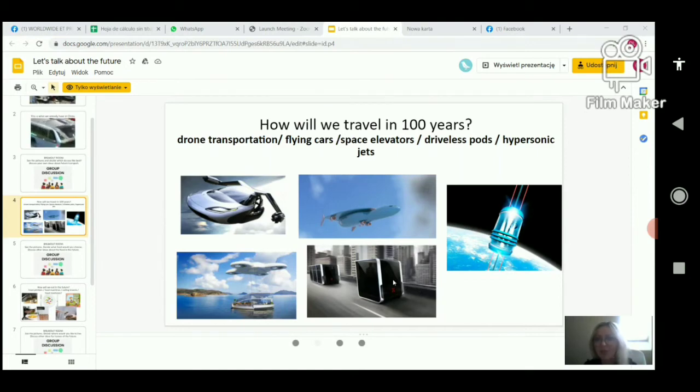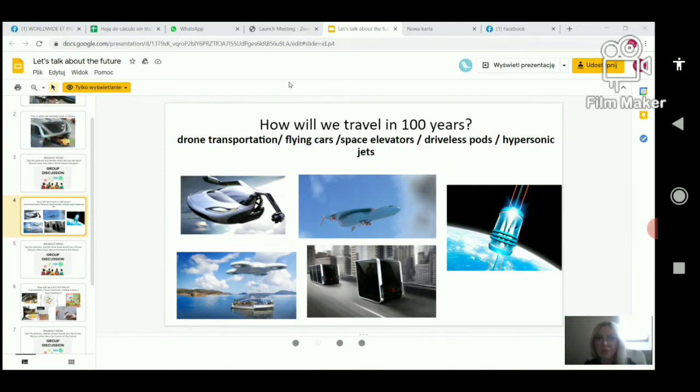Drone transport. You think it's drone? What can they transport with a drone? If you remove a drone, we can transport food from each country.